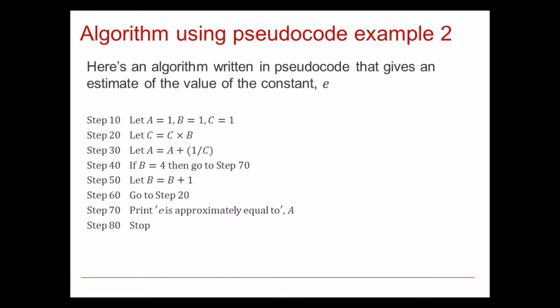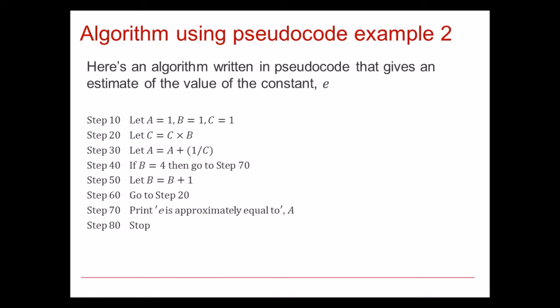Here is another algorithm, which is written in pseudocode and gives an estimate of the value of a constant, e. If you are not yet familiar with the number e, pause now and find it on your calculator. You will see that there is a button with ln, or natural log. The inverse function will be e to the x. Set the value of the number to be 1 and you get e to the 1 equals e, and this will give you the value of that constant.